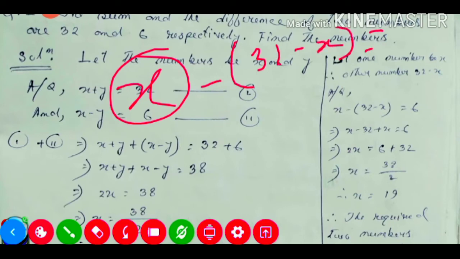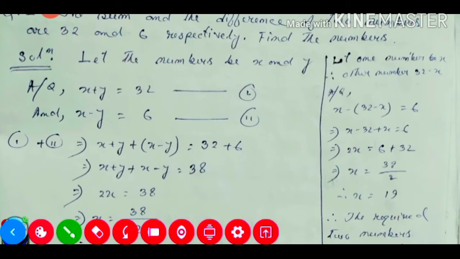That time this difference is equal to 6. Now we take out this one from the bracket, so it will be minus 32 and minus minus plus 6 is equal to 6. Now 32 will shift to the right-hand side, so it will be plus 32, and x plus x is 2x. Now 6 plus 32 is equal to 38. Now this 38 we need to divide by 2, so we got x value is equal to 19.